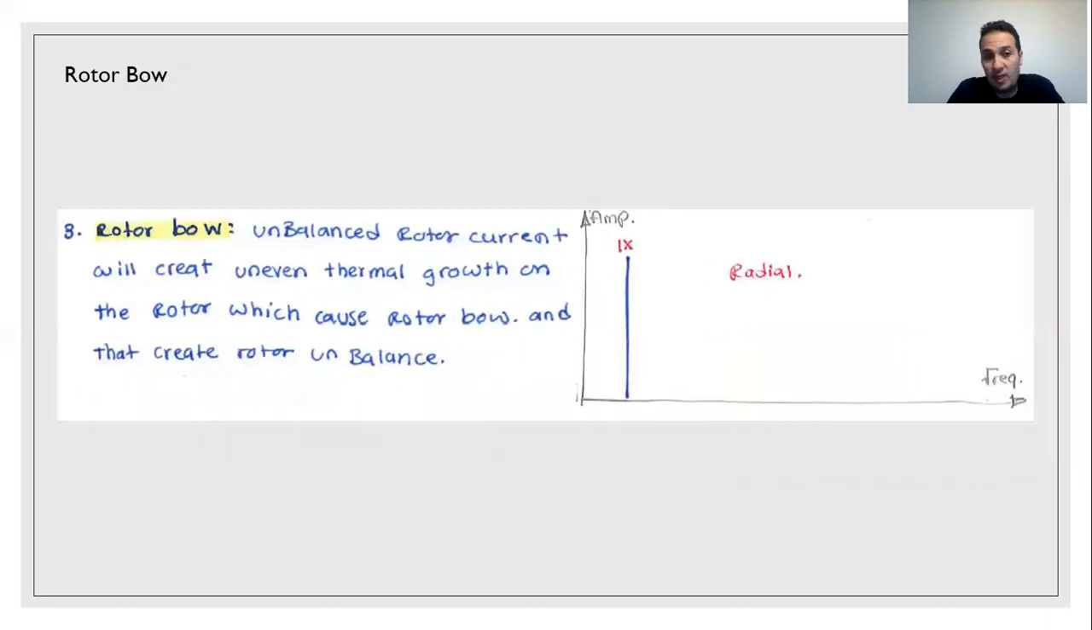Rotor bow and unbalanced rotor current will create uneven thermal growth on the rotor, which causes the rotor to bow, and that creates rotor imbalance, and it will be very similar to the unbalance symptom. By the way, thermal imbalance is one of the common things which could happen in a generator in a steam or gas turbine.